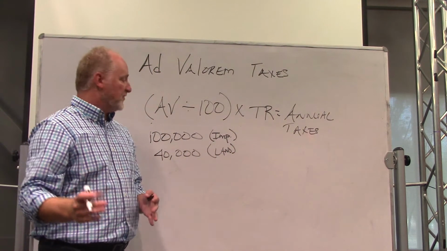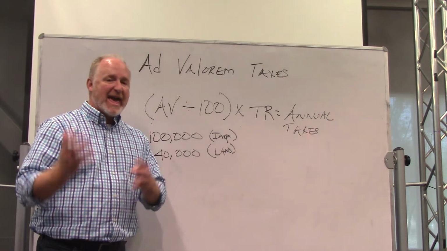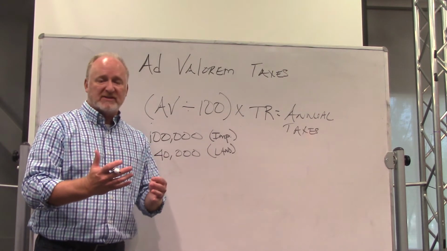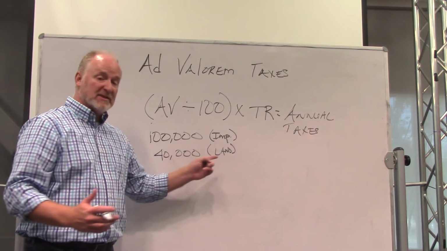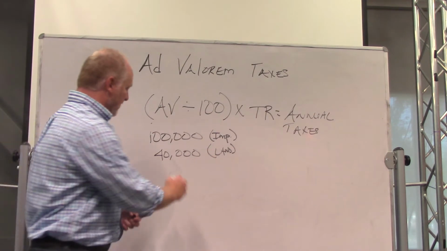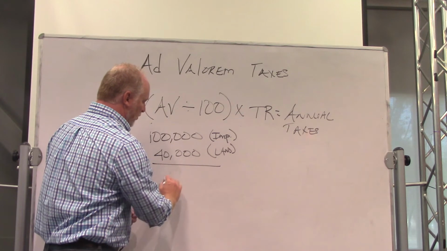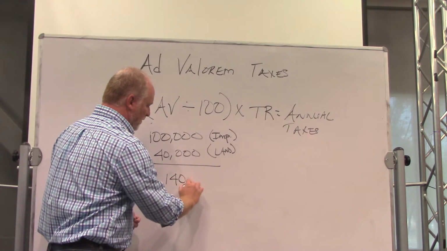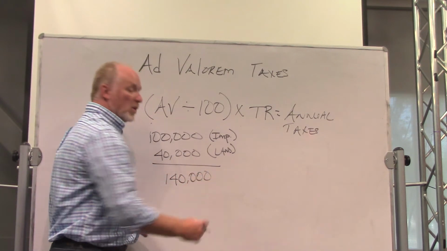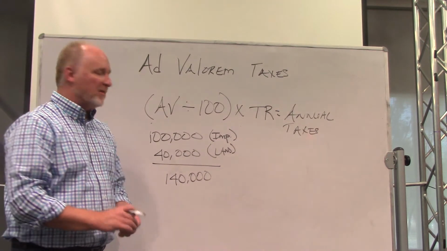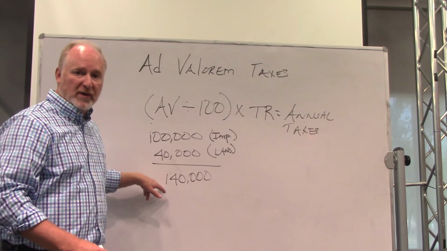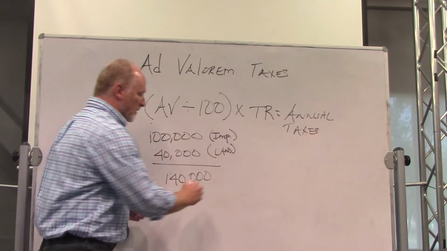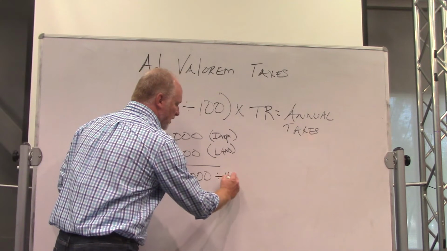This is good news for you. The fact of the matter is land and improvements for real property tax purposes are taxed at the same rate. So would it be okay to simply add these together? And of course the answer is yes. Now look where we are. We're right where we were on the previous problem. Your assessed value for land and improvements is $140,000. Follow your formula, divided by 100.